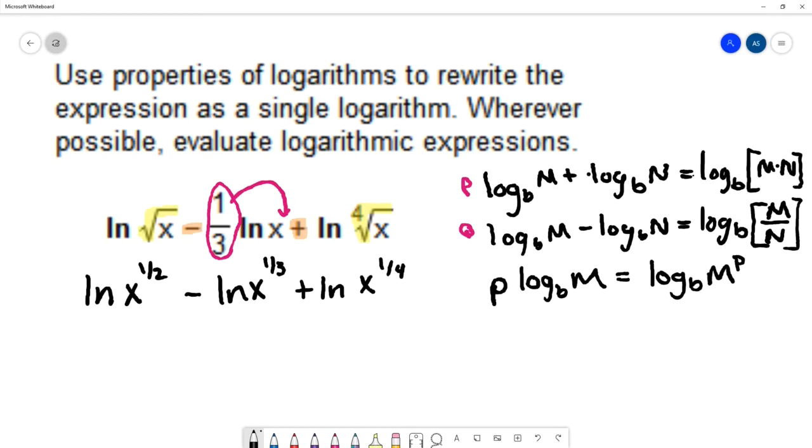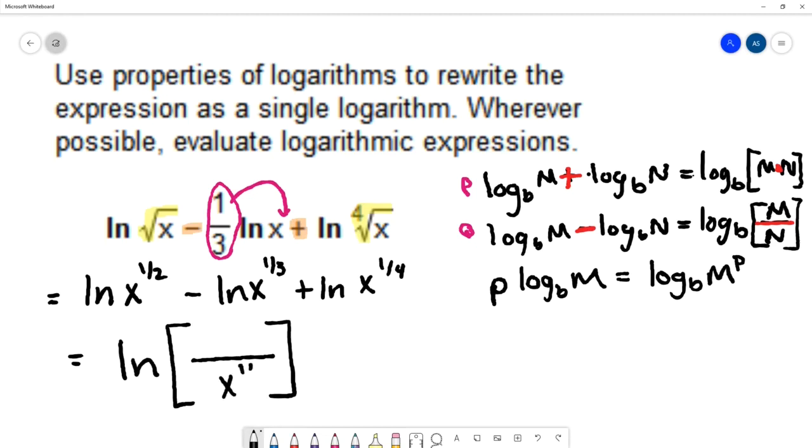So now that we've gotten rid of that coefficient, we're now able to use the product and the quotient rule to condense. So when we condense, we're going to condense down to a single log. And when we condense, we're going to use multiplication and division. So when we have addition, we're going to use multiplication. When we have subtraction, we use division. So we do have a subtraction, so we're going to have some division.